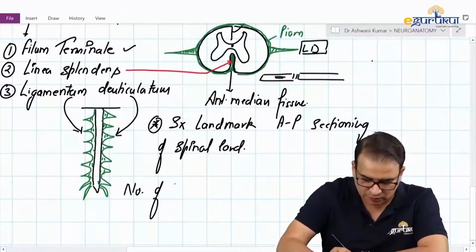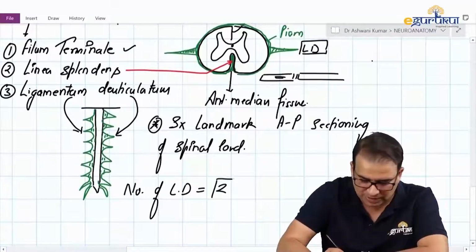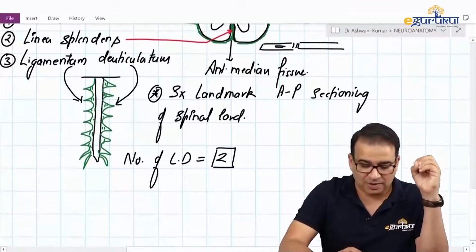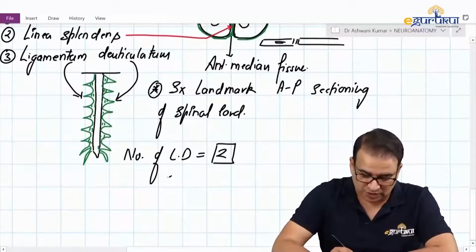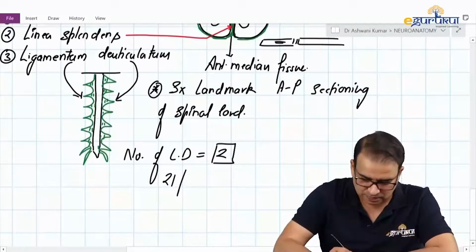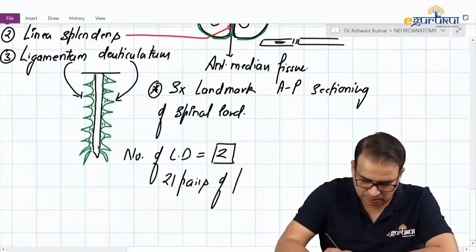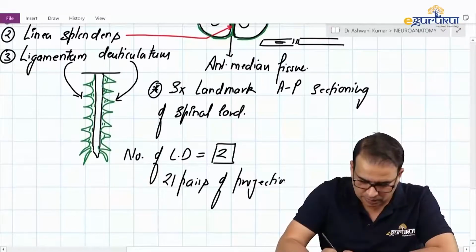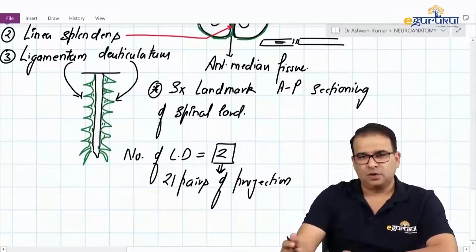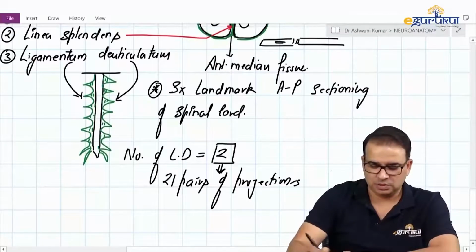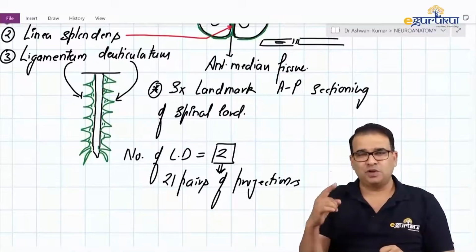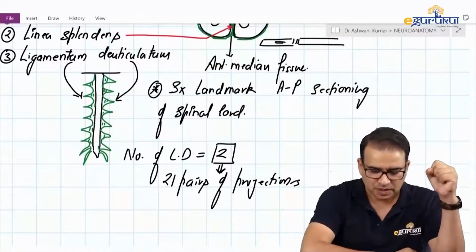The question is about the number of ligamentum denticulatum. We only have 2 ligaments, but yes, every ligament has 21 projections. So we have 21 pairs of projections coming out. These 2 ligamentum denticulatum have 21 pairs of projections, 21 on each side. So there are 2 different questions: the number of ligamentum denticulatum, and the number of projections from 1 ligamentum denticulatum. We have 21 projections from 1 ligament.